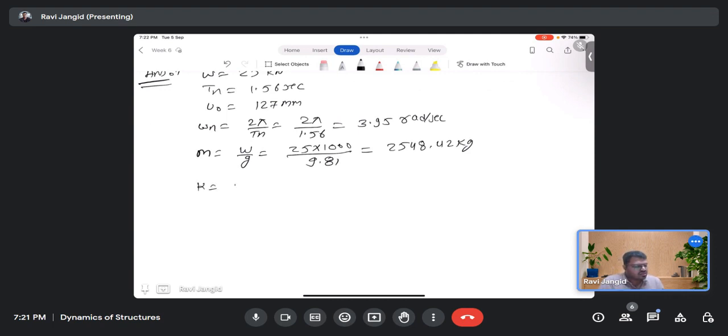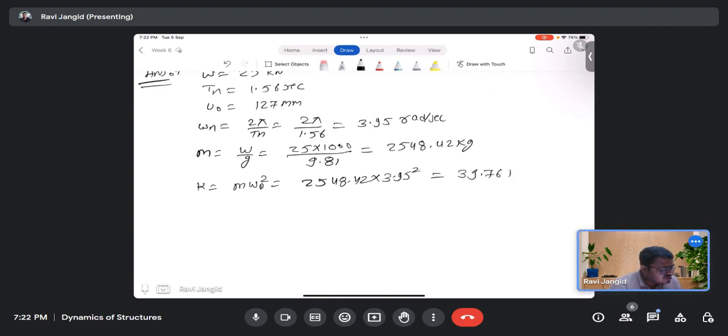Stiffness can be given as m omega n square. So m is 2548.42, omega is 3.95 square. What is my stiffness? Anyone? 39761.7. Yes. This is coming 3976 kilonewton per meter. Okay, so K is there.